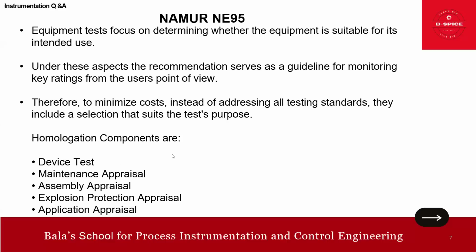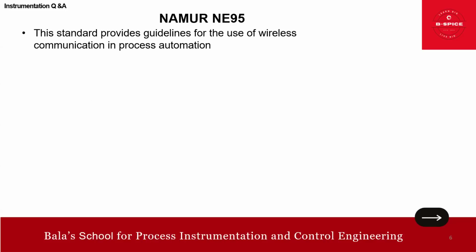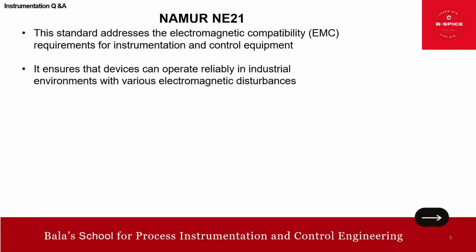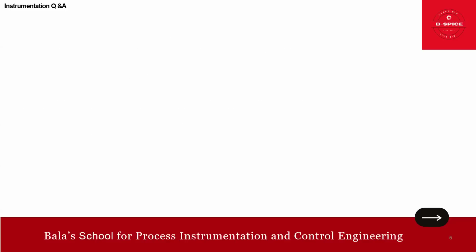So under NE43, these are the things it covered, friends. Predominantly when you select a transmitter, you can go for NE43. And if you want the diagnostics classification, you go for NE107. So these are the two important ones. And of course, NE21 and NE95, based on the need, you can add on. Okay, friends, good to go. NE21, of course, is EMC. If you want EMC, you can add it on. So that's it, friends.